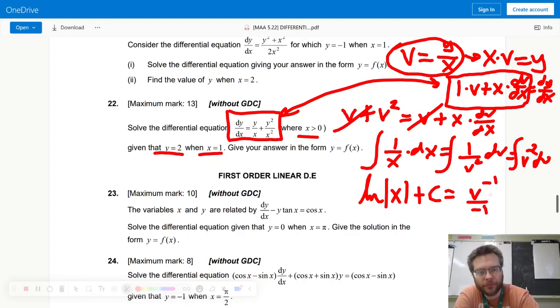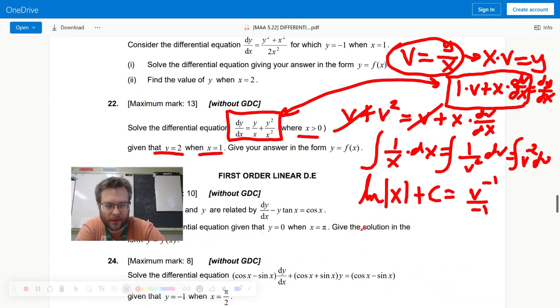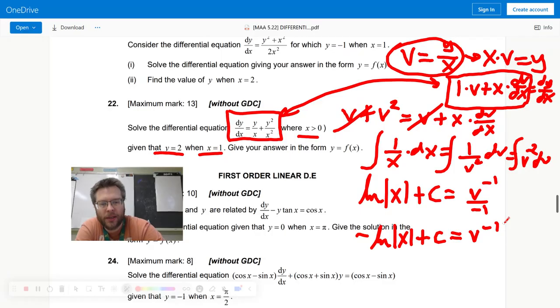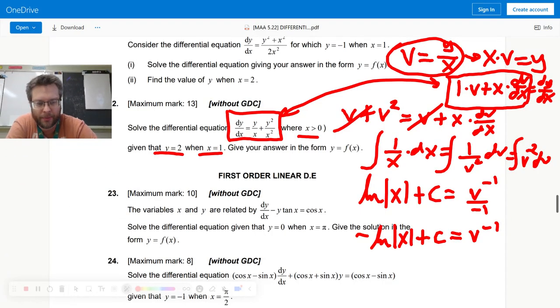Great. I'm going to now rewrite that, multiply by negative 1, so I get negative natural log absolute value of x. I can still call it plus c because I just multiplied it by negative 1. So the old plus c is now just the new plus c made negative. And that's going to equal v to the negative 1. Also, because they told me that x is positive, I don't need the absolute value bars anymore.